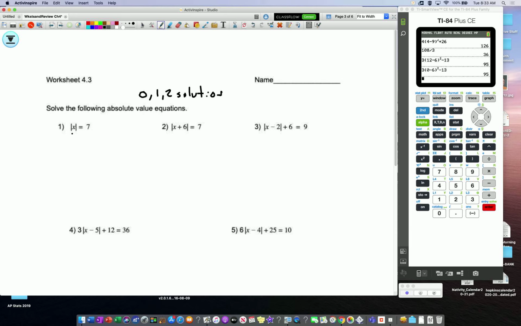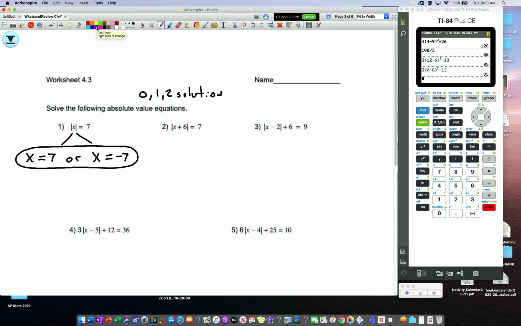So what that simply means is this. X is either located at 7 or x is located at -7. That one was really easy. I wish they all were that easy. Okay? Let's check the next one.